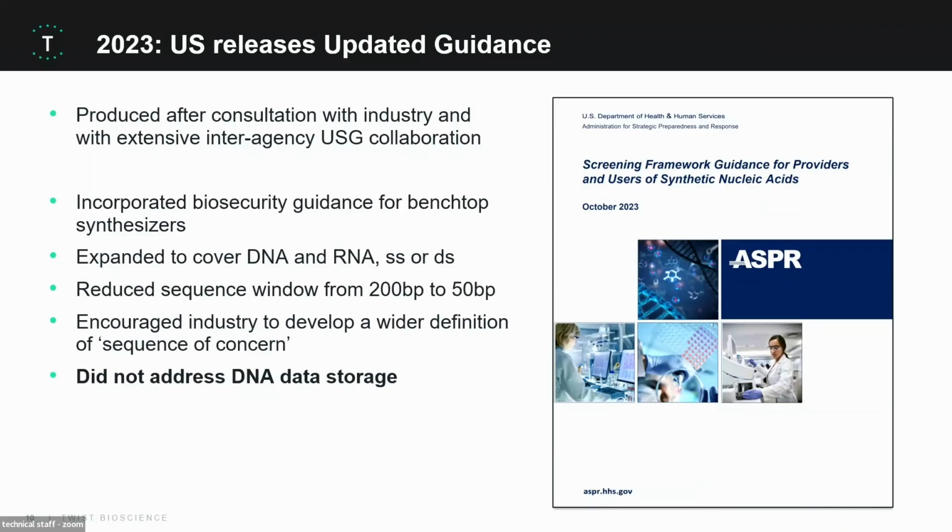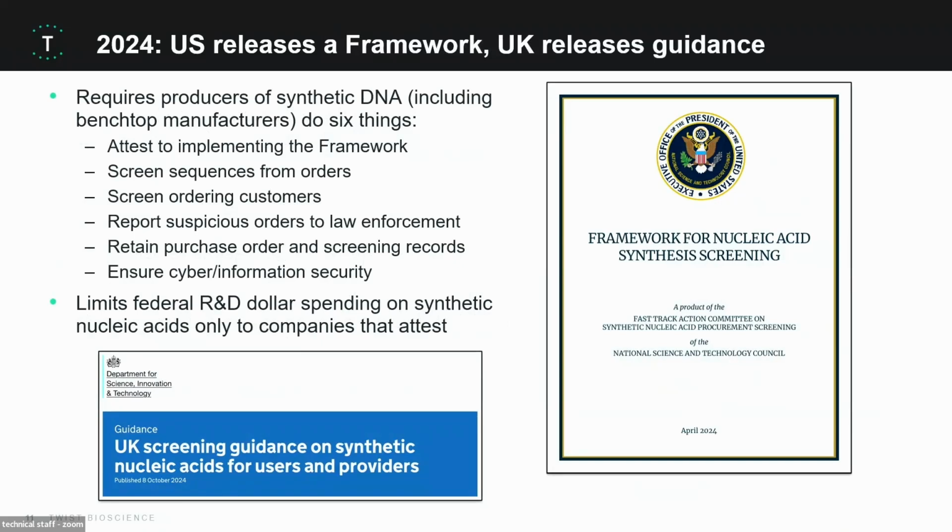And importantly, that guidance did not address DNA data storage at all. There's no mention of it in that document. In 2024, the US released a formal framework. It essentially said, you, the synthesis companies, need to publicly attest that you do these 6 things. And if you do that, we will allow organizations that receive US federal R&D dollars to buy synthetic nucleic acids from you. So this was the first time that a government was trying to use economics as an incentive for biosecurity practices, which industry has asked for a long time. This was an important step that I think the US government took.